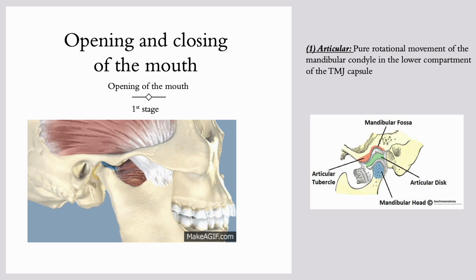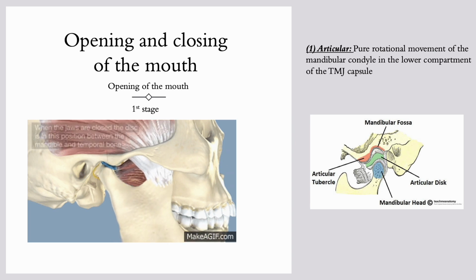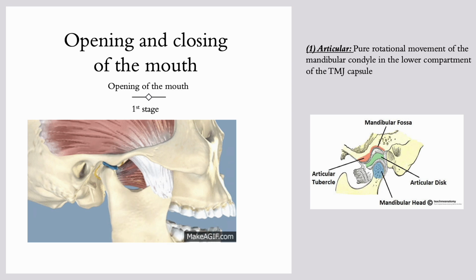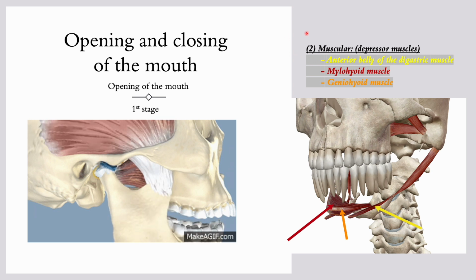Once you open beyond the 20 millimeter mark, the movement shifts gear. The rotational phase ends and the jaw transitions into the second stage, the translational phase, where different mechanisms take over completely. It is like the TMJ has its own choreography, seamlessly moving between phases to allow your mouth to open even further.